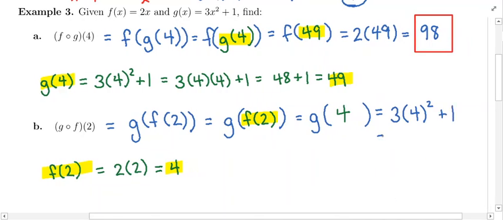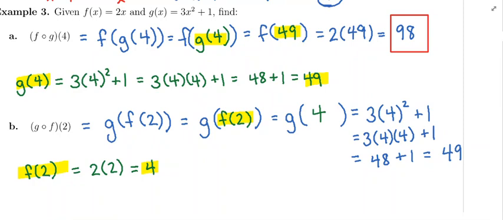Let's simplify. The 3 is not squared, only the 4 is. So we're going to get 3 times 4 times 4 plus 1. This is going to be 12 times 4, which is 48, plus 1. The final answer here is 49.